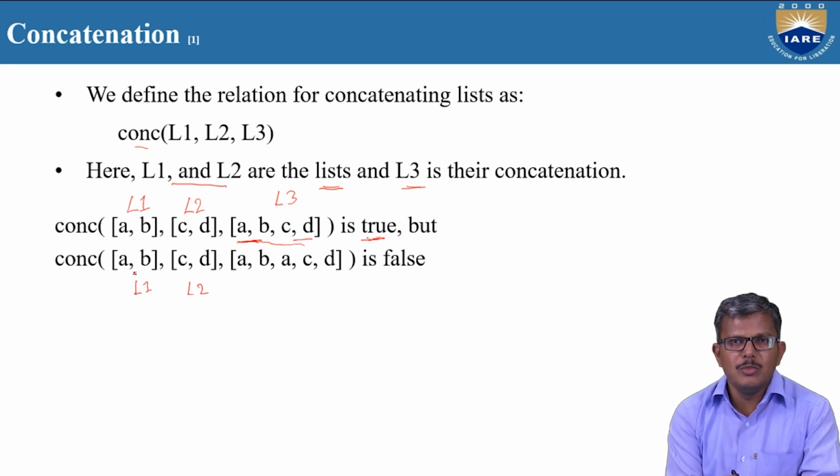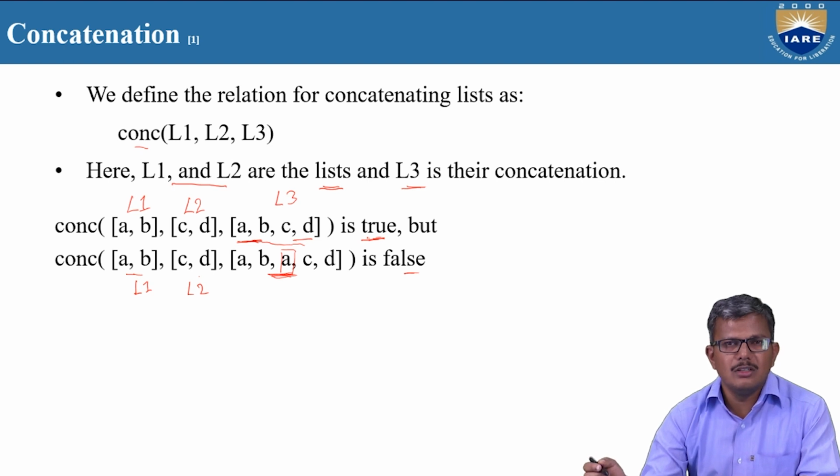Why? Because there are 2 elements in L1 and 2 elements in L2. So how many elements should be in L3? 4 elements. That is the first thing. And the second thing is, the sequence should be the same. A comma B should be the first elements of L3, and later C comma D should be the next elements of L3. But what happened here? We have represented an extra A here. So whenever you query this kind of representation, the answer you are going to get is false. There should not be any additional element in L3, and the sequence of the elements must also be the same.